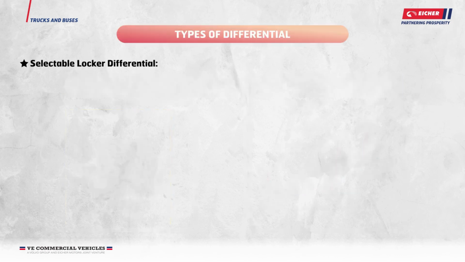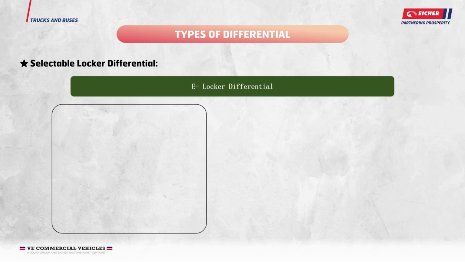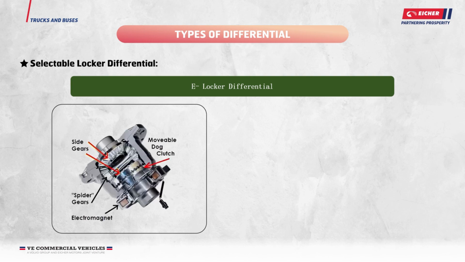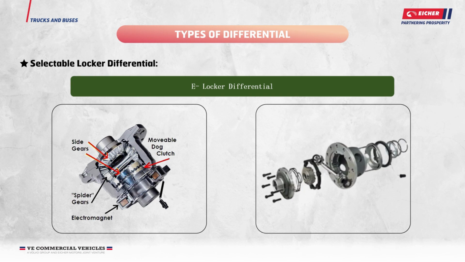Selectable locker differential. The e-lockers are selectable lockers that can be engaged and disengaged on demand by simply flipping a switch that is mounted anywhere within the driver's reach. Unlike air lockers that require an air compressor, the e-locker connects to any 12-volt source via the included wiring harness and sends power to a strong electromagnet that engages and disengages the locking mechanism to switch between an open carrier and a fully locked differential.